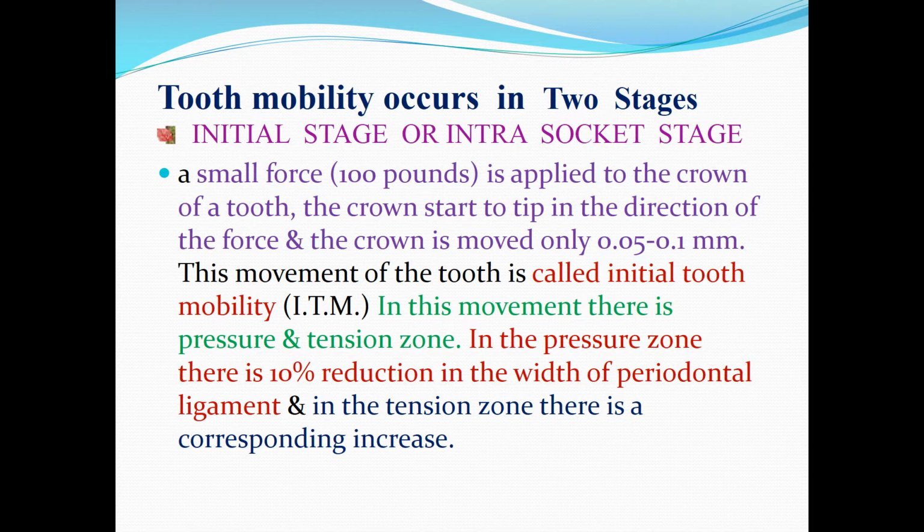The movement of the crown will be only 0.05 to 0.1 millimeter. This movement is called the initial tooth mobility, and it is intra-socket mobility. It means within the socket of the tooth. In this movement, there will be a pressure zone and a tension zone. In the pressure zone, there will be a 10% reduction of the width of the periodontal ligament, while in the tension zone, there will be a 10% increase in the width of the periodontal ligament space.